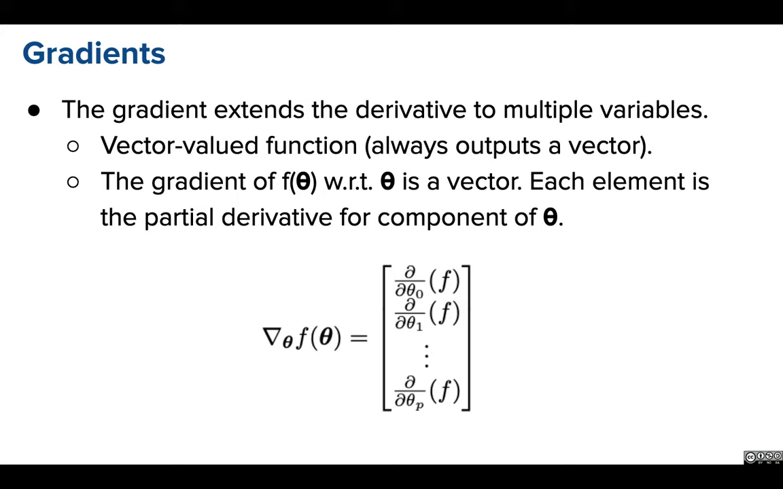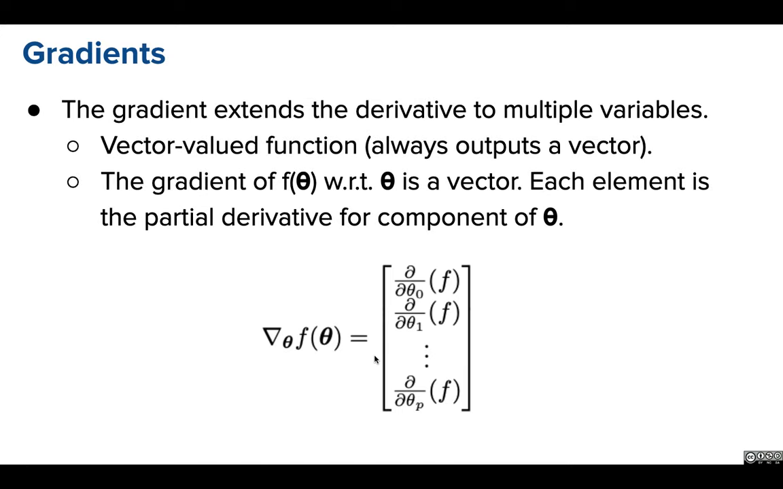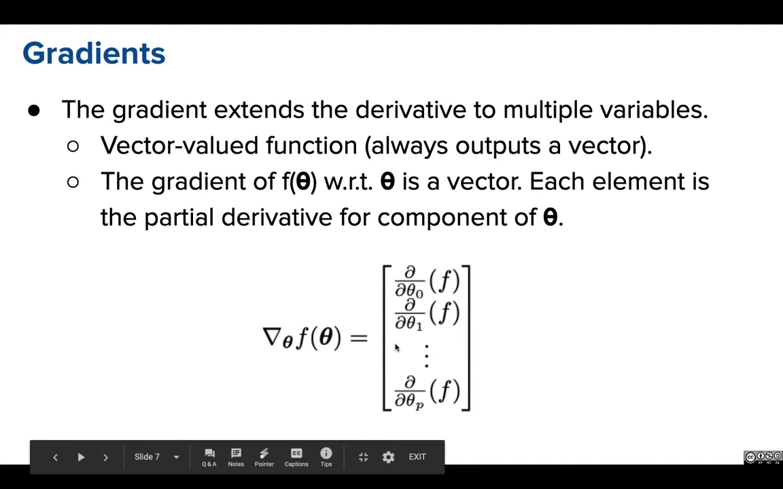The interpretation of the gradient is that it gives you the slope of a function at any particular point, even though there are multiple dimensions. Just like how you can plug a value into the derivative to get the tangent line, you can plug values into the gradient to get a tangent plane.